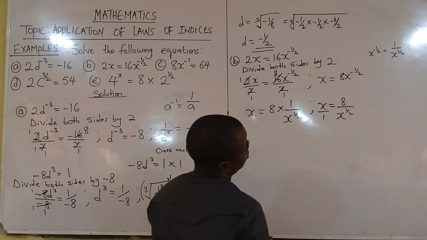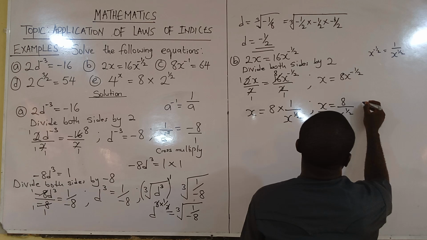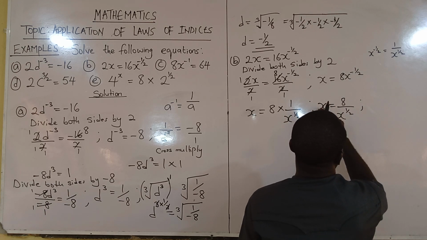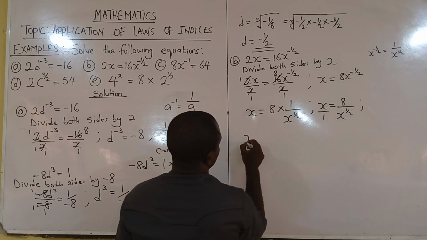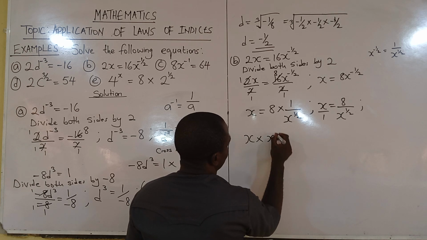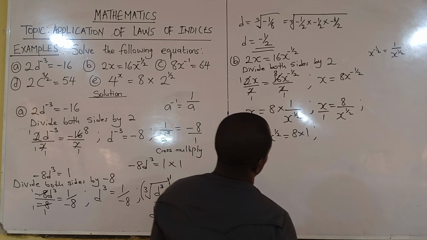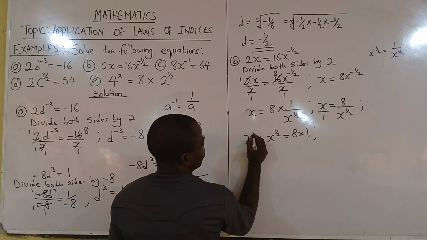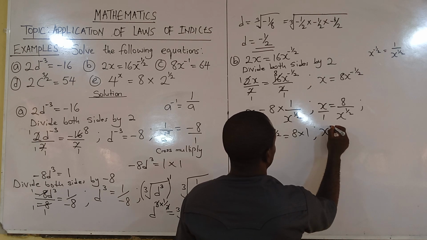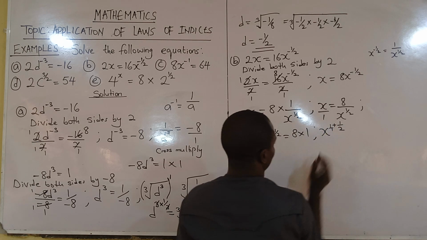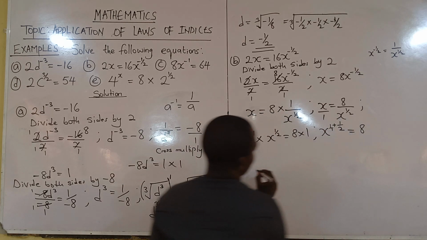Here you cross multiply. When you cross multiply, you have x times x raised to the power half equals 8 times 1. When you do that, don't forget that there's 1 here as a power, and when you are dealing with multiplication, you turn to addition. You have x raised to the power 1 plus half, this is 1 over 1, equals 8 times 1, 8.